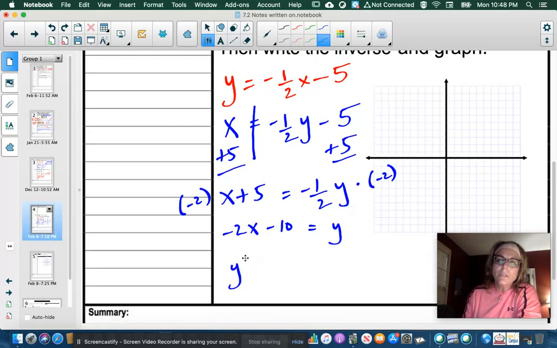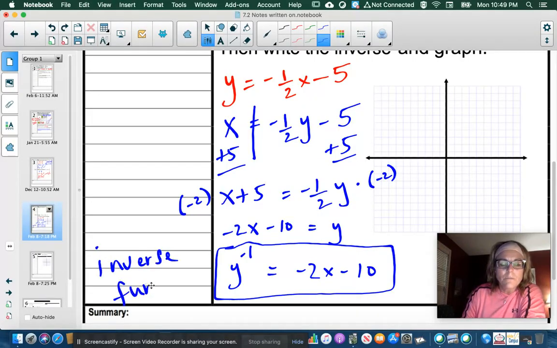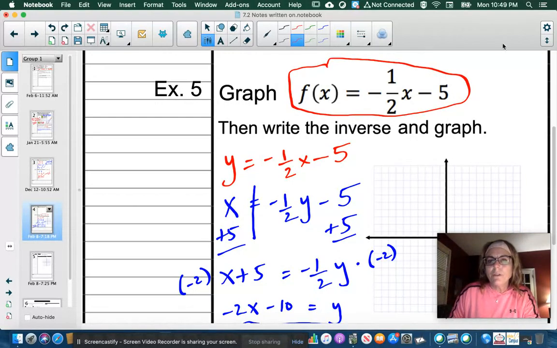But again, to note that it's the inverse, we want to write it like this. y raised to the negative 1, which basically just says this is the inverse function. All right, let's graph the original. We're going to graph the original in red. Let's remember how we graph. Well, we know that the slope is negative 1/2, and we know that the y-intercept is negative 5.